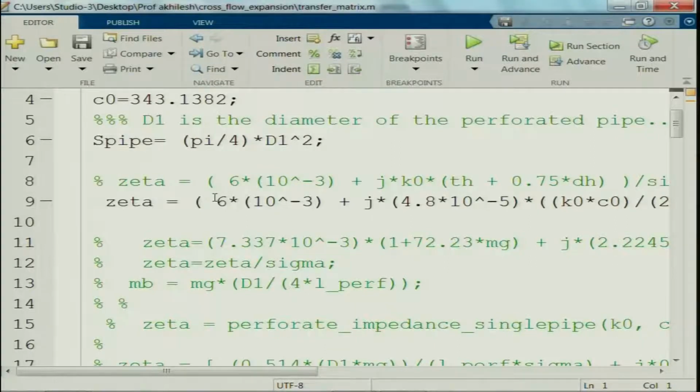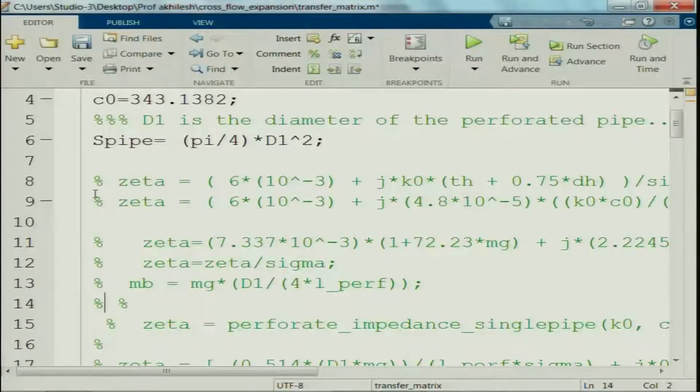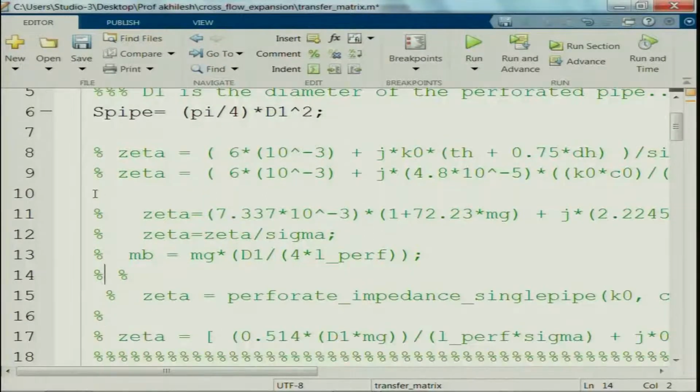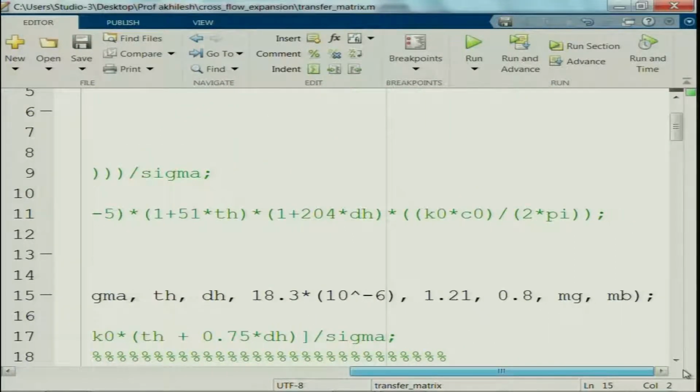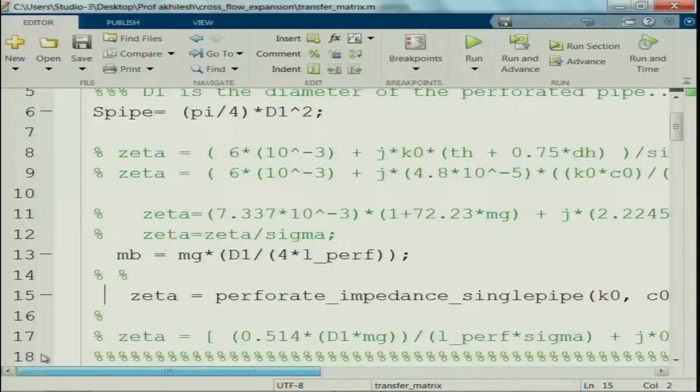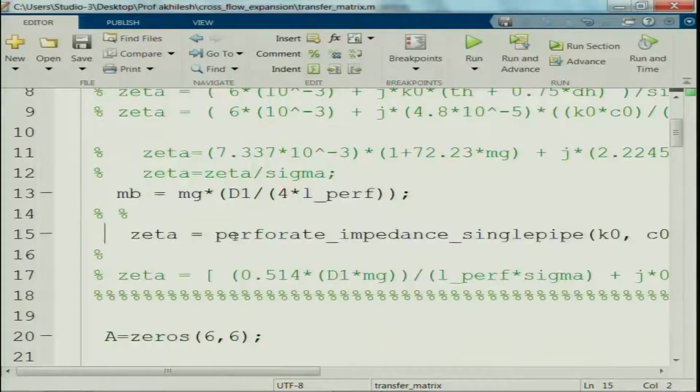We can still use the expression given by Elnady. The bias flow is d1 by 4 times L perforate, the expression that we derived, which is approximately valid, and these are your density values and kinematic viscosity and all that. So this is the same routine that we call.